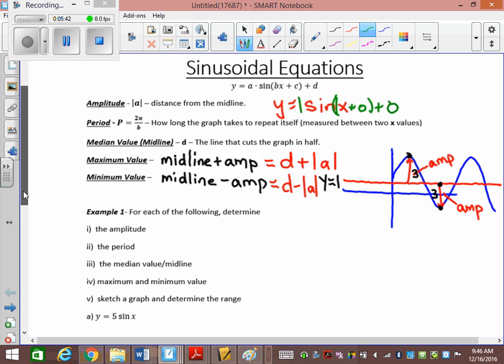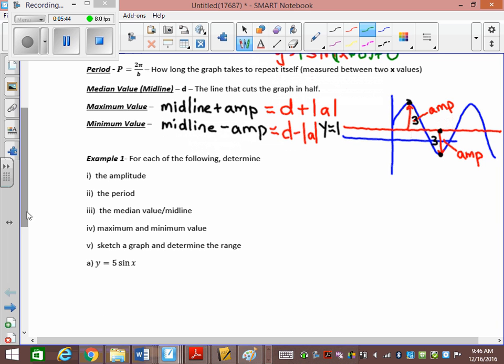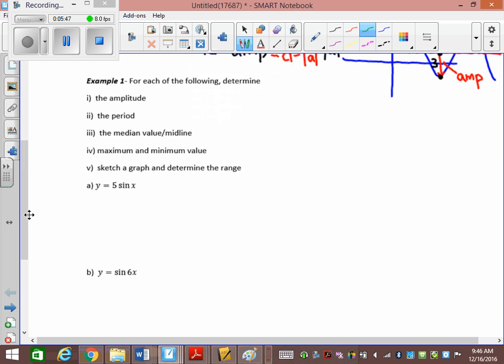Okay? So for all of these examples below, for each of the following, we're going to determine the amplitude, the period, the median value or midline, the max and min, and we're going to sketch the graph and determine the range. Okay? The sketching of the graph, we will deal with by just putting it in our calculator and sketching it. So what I like doing first is putting in all the values if they're missing.